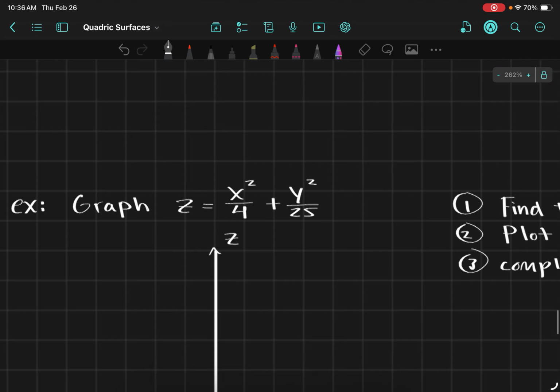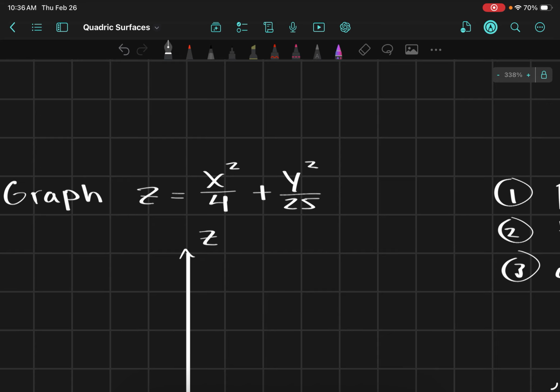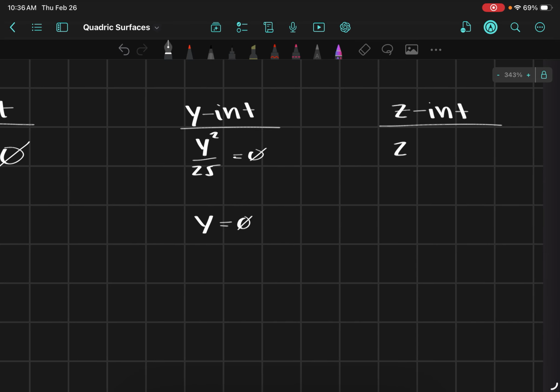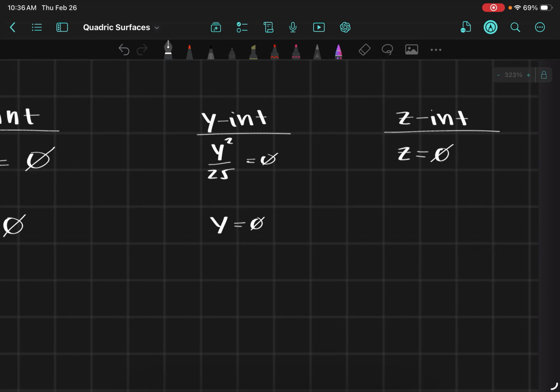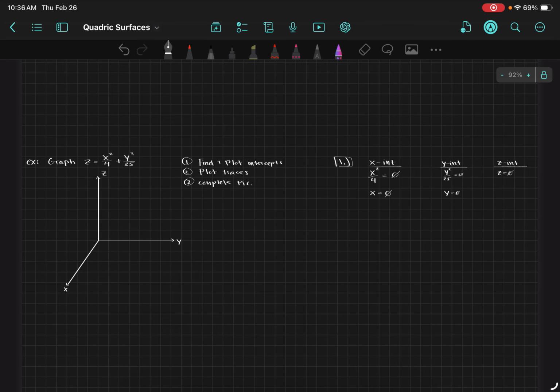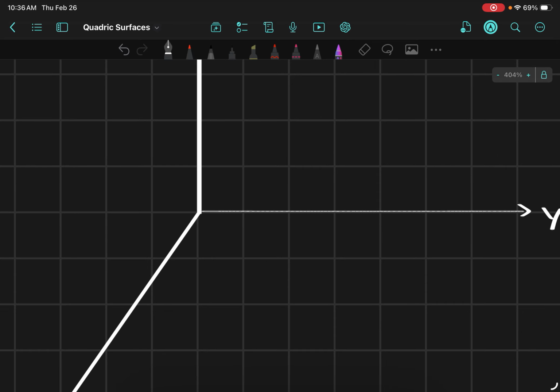And for our z-intercept, this one's also pretty visual, easy to see. X is equal to 0, y is equal to 0, we just have z is equal to 0 now. Meaning that we have no other intercepts. The only intercept on this graph is going to be 0, 0, 0, so I will just plot that right here in blue.